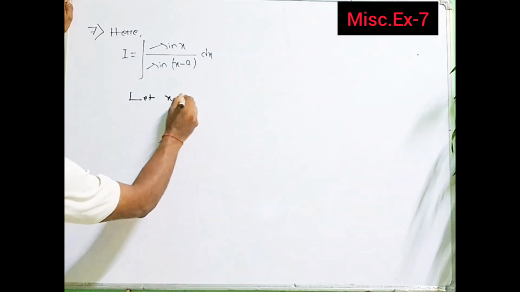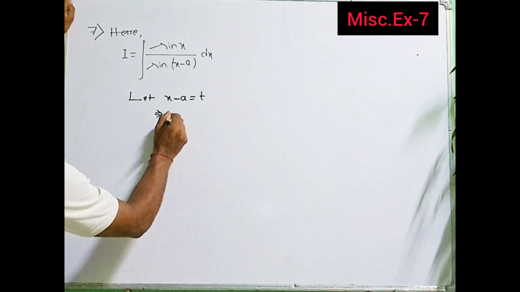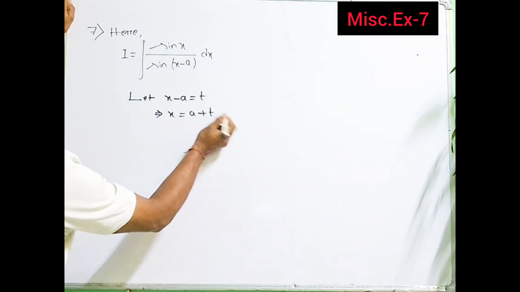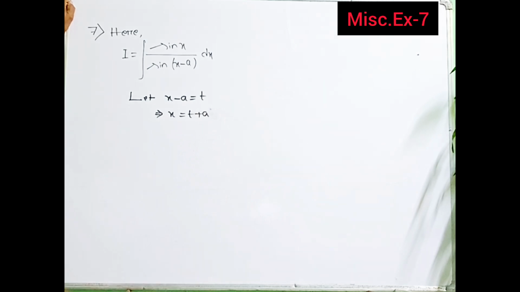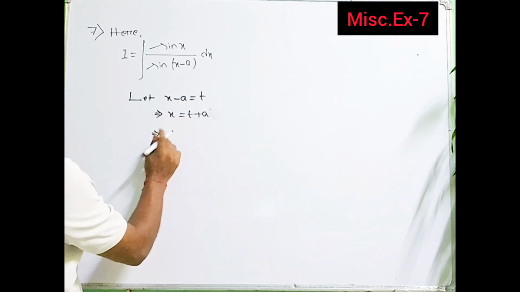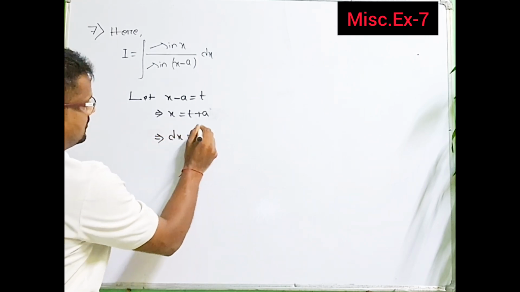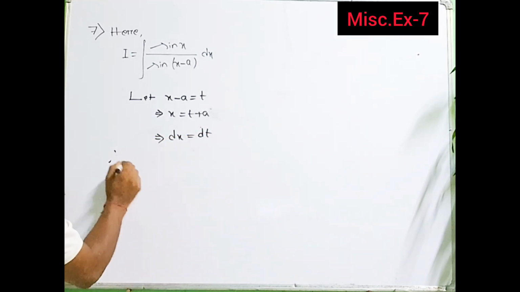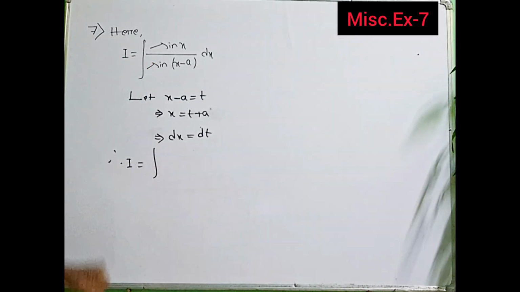Let x minus a equal to t. Then from here, x is what? x is a plus t, or you can write t plus a. Then differentiating this, dx is dt. Now put the values, or substitute the value, in I.